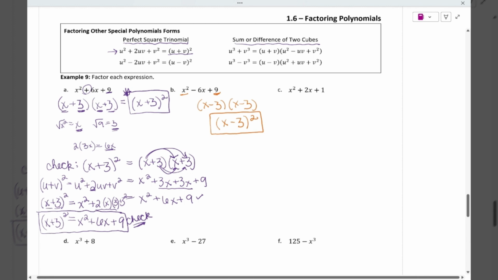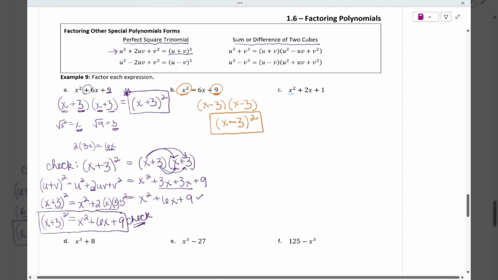But again, this is a perfect square trinomial because the x squared is a perfect square, the 9 is a perfect square. You take those square roots and double them, we get 6, but it's a minus 6. So that just determines that the sign of those should be a minus. Okay, x minus 3, whereas the other one was a plus. So we have one more example. Let's look at that one.